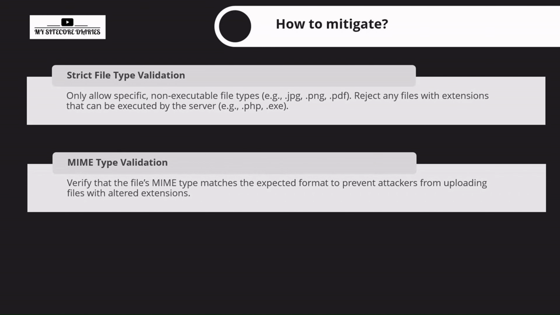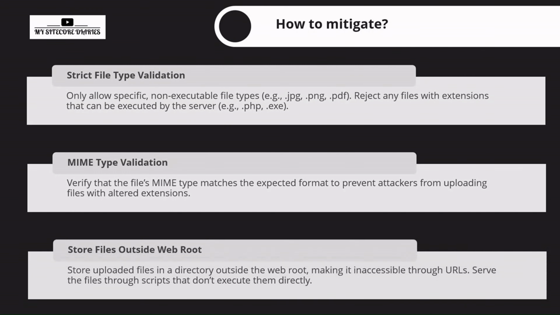MIME type validation. Verify that the file's MIME type matches the expected format to prevent attackers from uploading files with altered extensions. So the user might alter the extension to bypass that strict file type validation. So use MIME type validation.